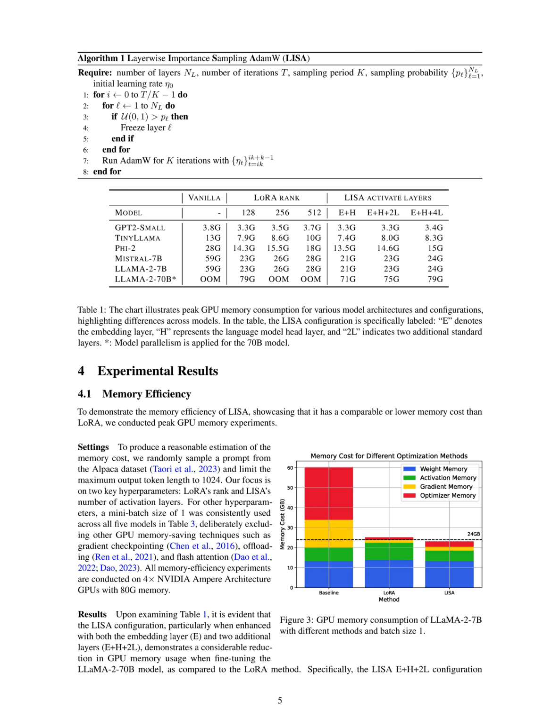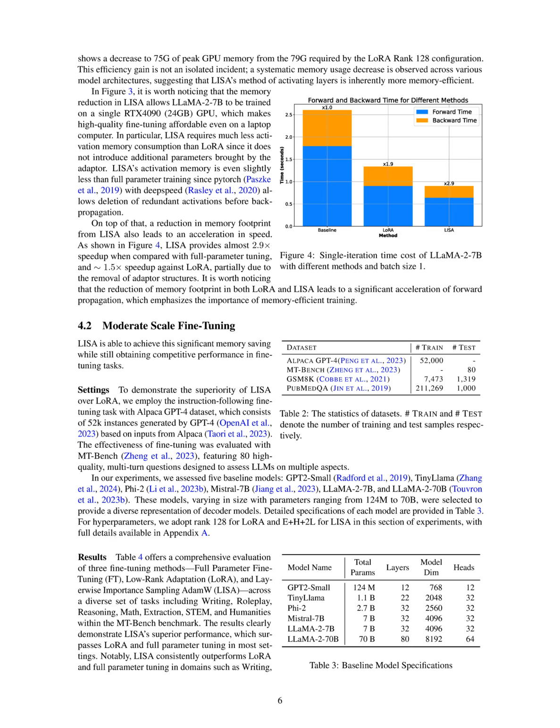The results of the memory efficiency experiments comparing LISA and LoRA methods show that the LISA configuration, particularly when enhanced with both the embedding layer, E, and two additional layers, E plus H plus 2L, demonstrates a considerable reduction in GPU memory usage when fine-tuning the Llama 2 70B model, as compared to the LoRA method. Specifically, the LISA E plus H plus 2L configuration shows a decrease to 75G of peak GPU memory from the 79G required by the LoRA Rank 128 configuration.